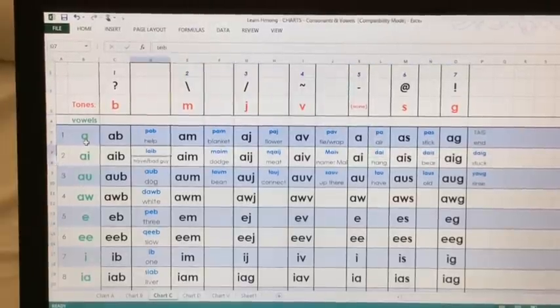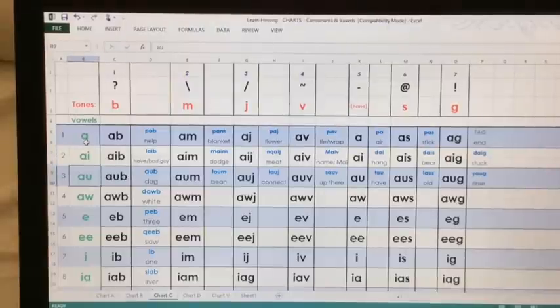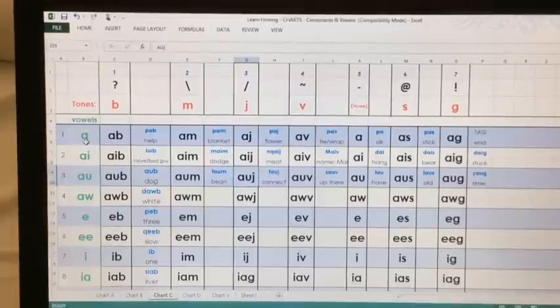So I'm going to give you another example here. AI with B is I. AIM, I. AU is O, like the word dog, O.